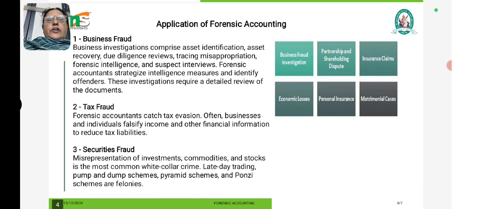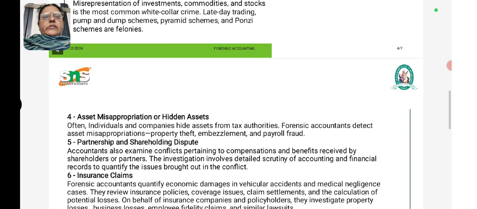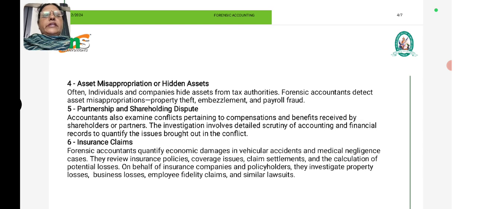Tax fraud: forensic accountants catch tax evasion. Often businesses and individuals understate income and other financial information to reduce tax liability. Securities fraud: misrepresentation of investment commodities and stock is a common white collar crime. Day-to-day trading and pump and dump schemes come under this. Next comes asset misappropriation or hidden assets. Often individuals and companies hide assets from tax authorities. Forensic accounting detects asset misappropriation, property theft, embezzlement and payroll fraud.